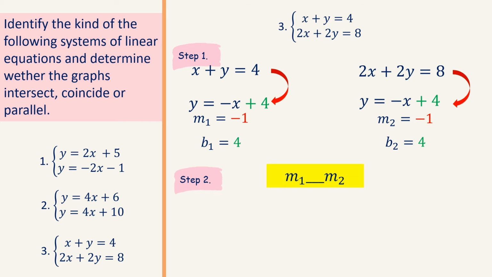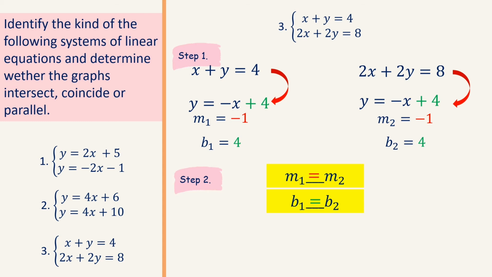Now, compare the slopes. Negative 1, negative 1. Are they equal? They are equal. Compare the y-intercepts, 4 and 4. Are they equal? They are equal.